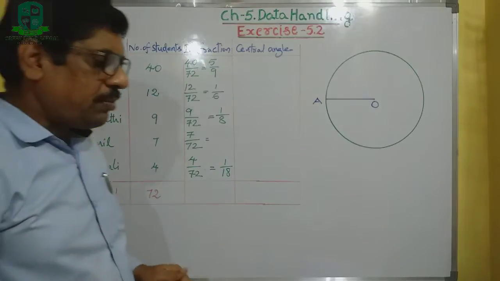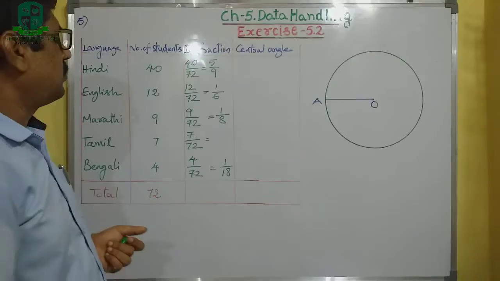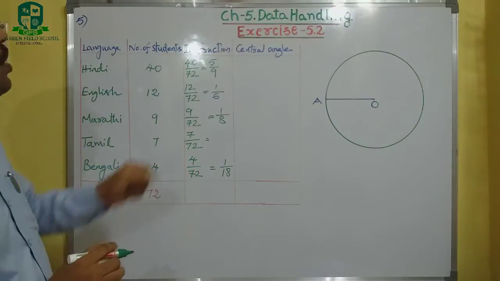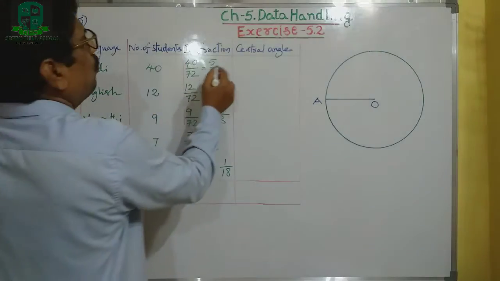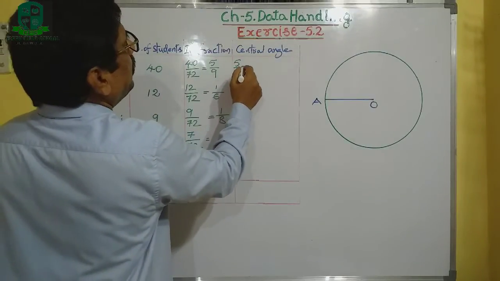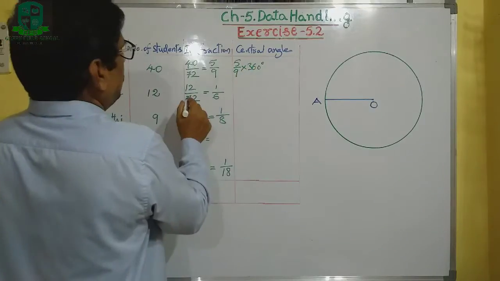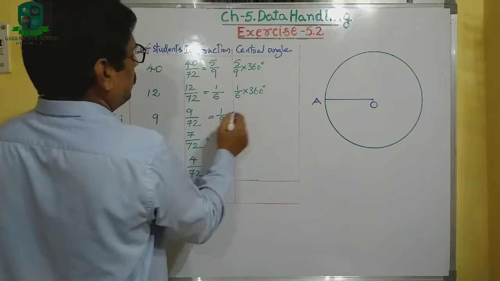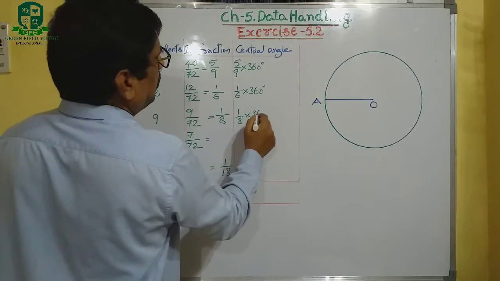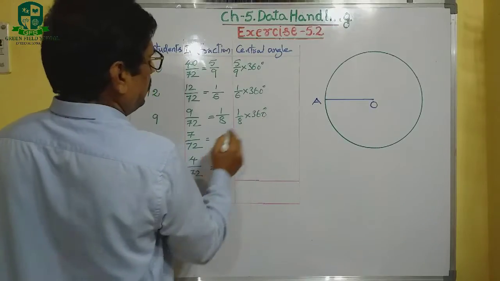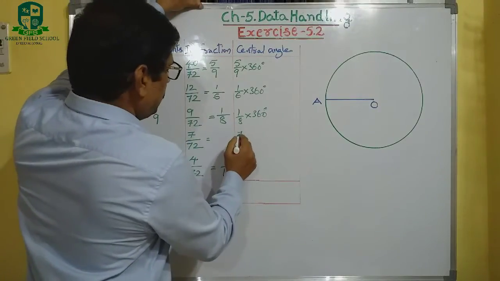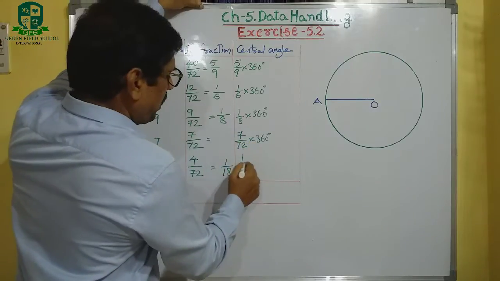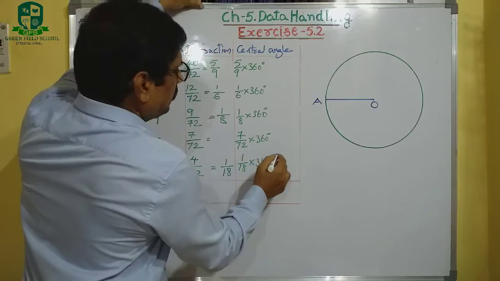32. So 7 by 17 we can't cancel. We can leave it like this. Okay. Now we have to find the central angle for each fraction. So 5 by 9 into 360, here 1 by 6 into 360 degrees, here 1 by 8 into 360 degrees, here 7 by 72, there is no cancellation, that's why I have taken it like this. Here 1 by 18 into 360 degrees.